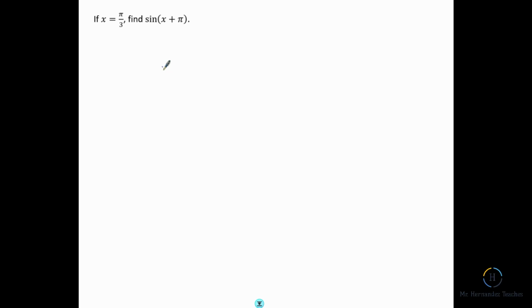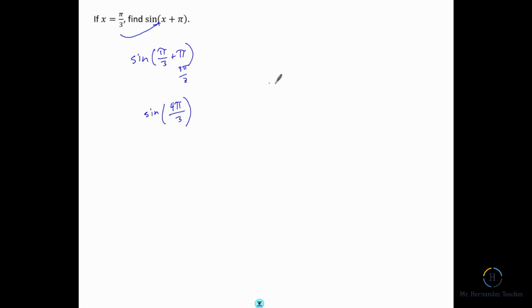All right, moving on now to question number 3. If x is pi on 3, we need to find sine of x plus pi. Now there's not much going on here, so I know that x is going to be pi on 3, so let's substitute that in. Sine of pi over 3 plus pi. And if I wanted to add these, this pi is equal to 3 pi over 3. So I can have sine of 3 pi plus 1 pi, that's going to get me 4 pi over 3.